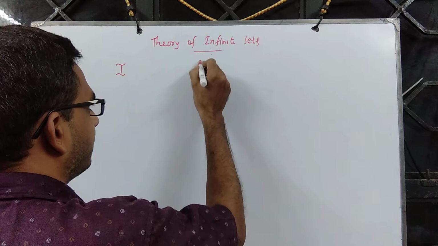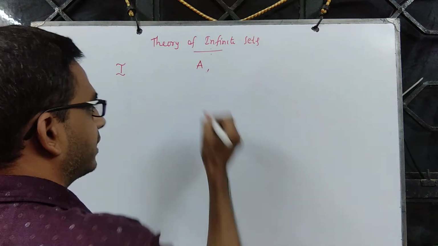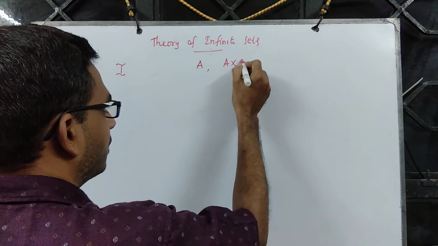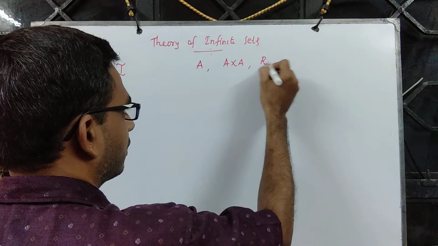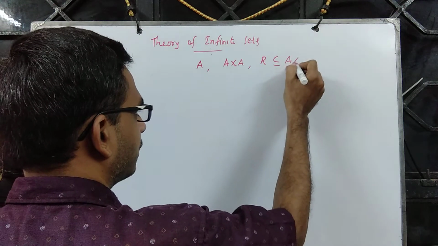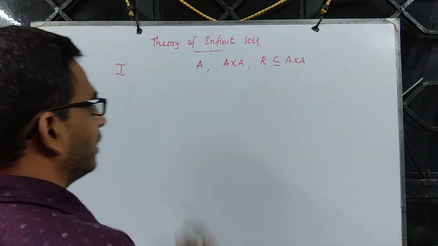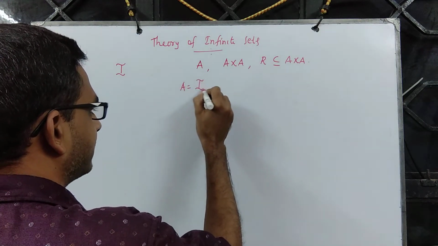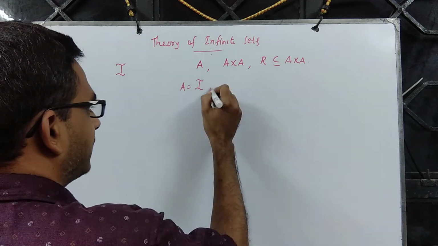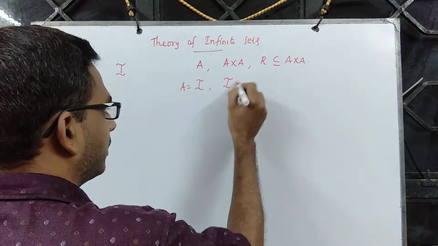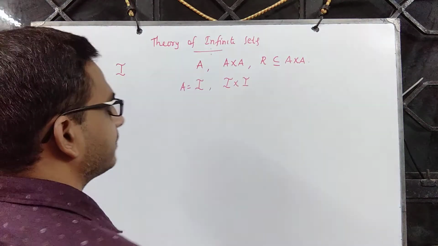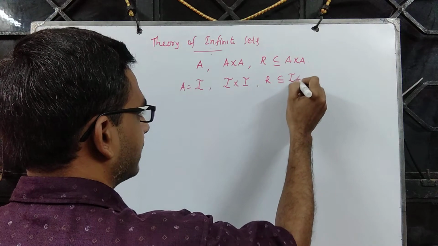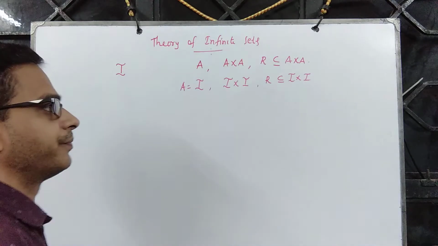When we talk about binary relations in the context of finite sets, we have the set A, then we talk about A cross A, then we talk about a relation which is a subset of A cross A. Now let's assume A is infinite in nature, say it is I. If that's the case, what can we say about the cross product, and what can we say about a relation which is a subset of this?